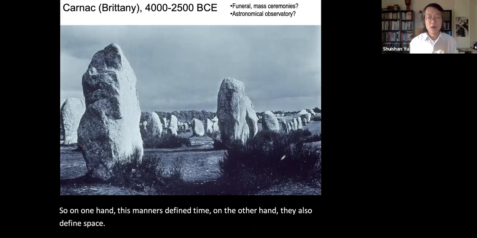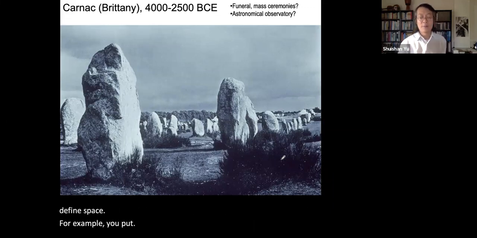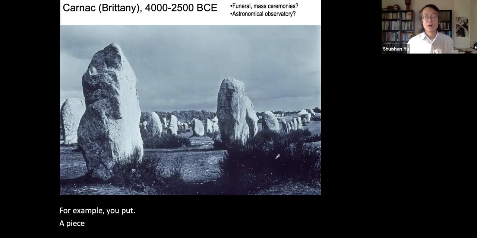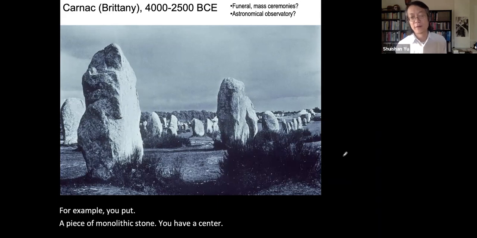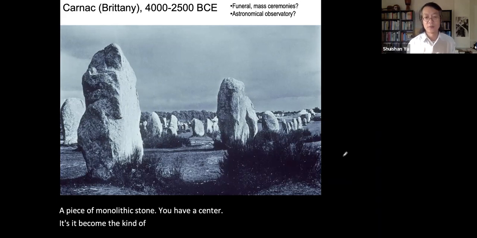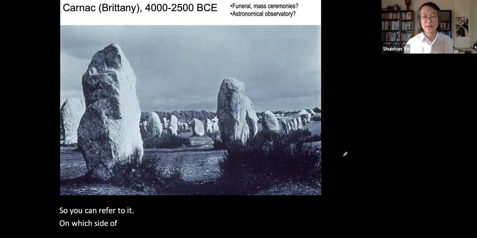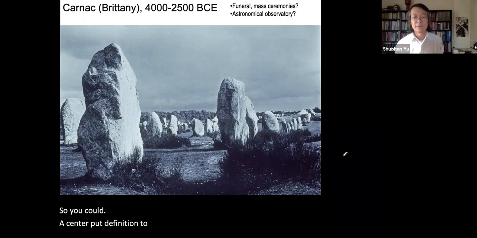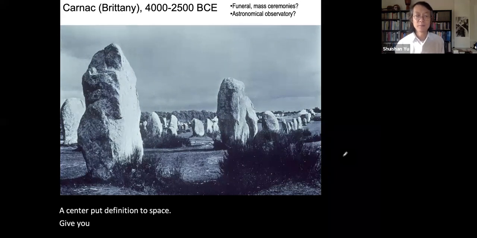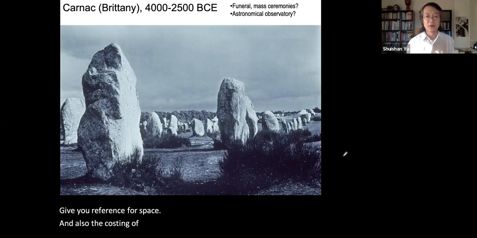For example, you put a piece of monolithic stone, you have a center. It becomes the kind of a coordinating origin. So you can refer to it on which side of that center you are located. So a center puts definition to space, gives you reference for space. And also the casting of shadows defines the cardinal direction.